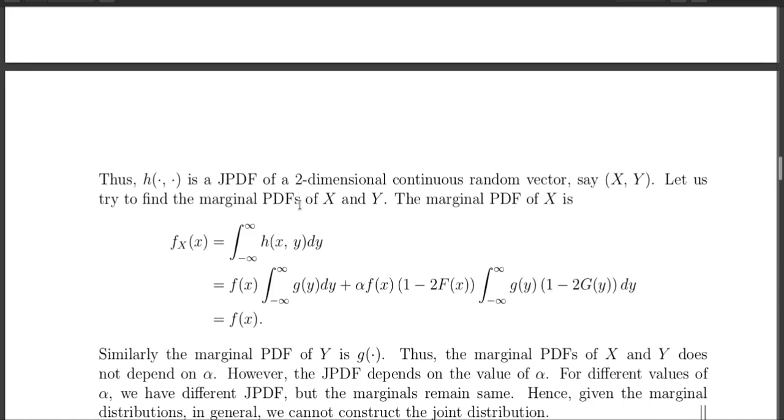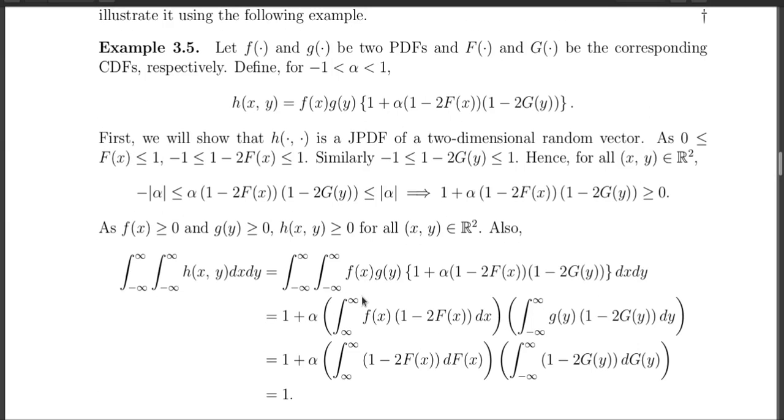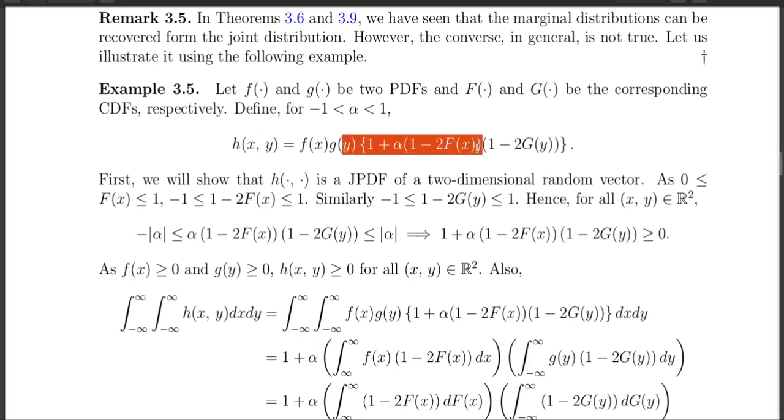So if I have a joint density function, I can find out the marginal PDF. Let us first try to find out the marginal PDF. The marginal PDF of X you can easily find by taking the integration of the joint PDF h with respect to the variable y, and it turns out to be f. Similarly, if you find the marginal PDF of Y, it turns out to be g. So what we get is that this is a joint PDF of a two-dimensional random vector, and the marginal PDFs are nothing but f and g respectively.